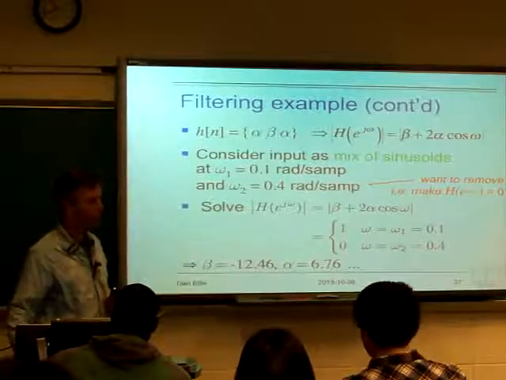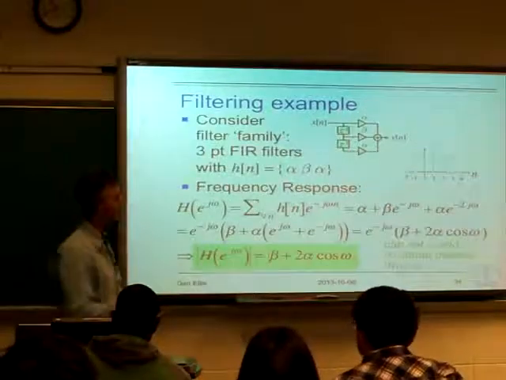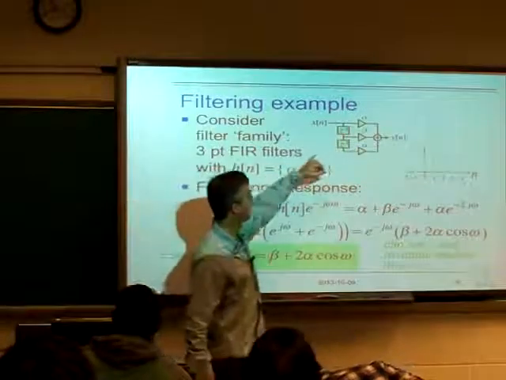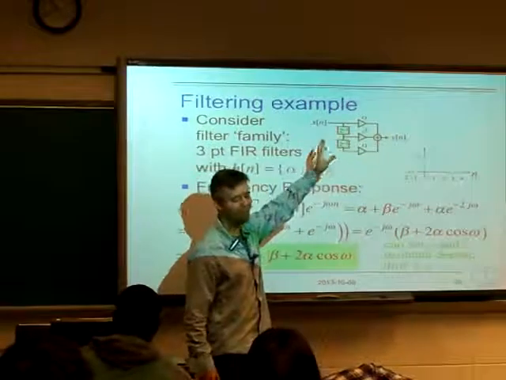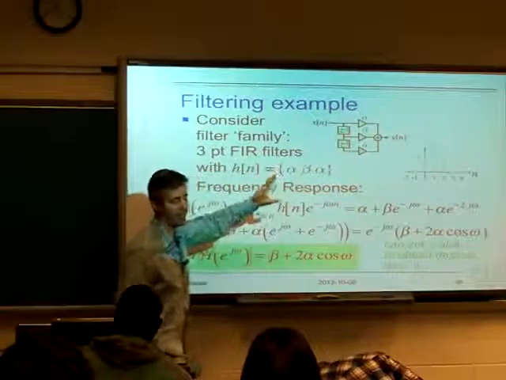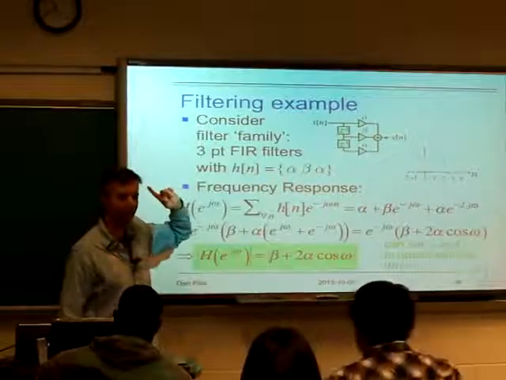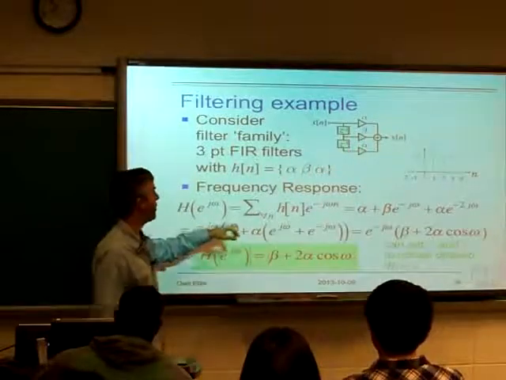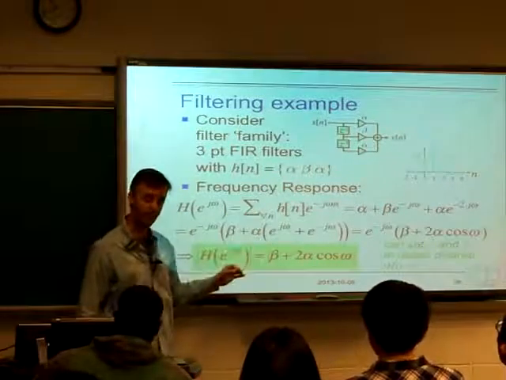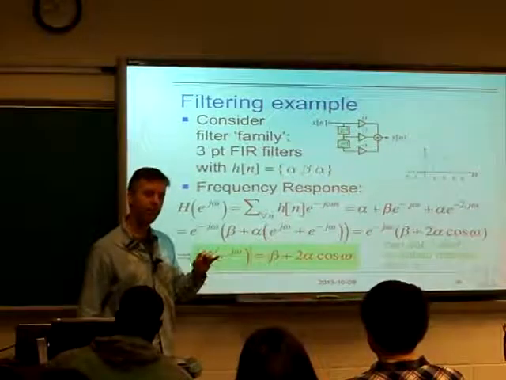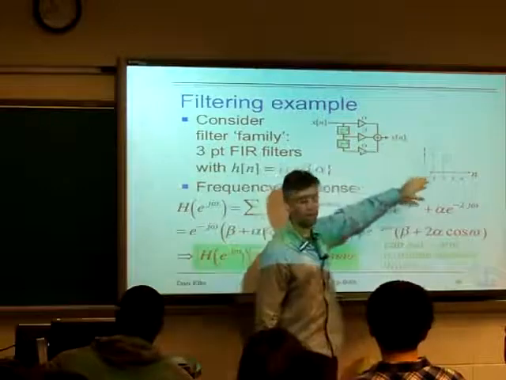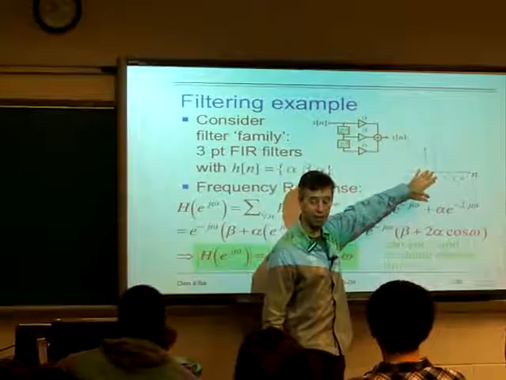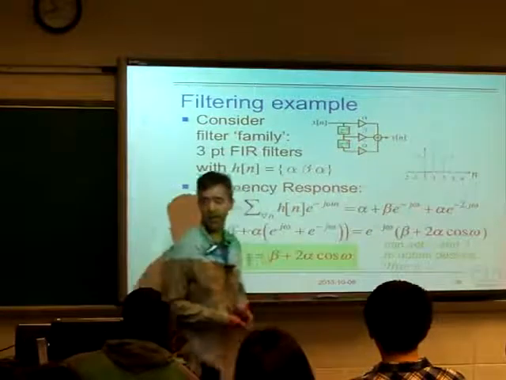No, I didn't use the DTFT of the signal. Here's my system, right? So the signal coming in, x of n, I've got no idea. I'm not saying what x of n is. In the back of my mind, I'm thinking x of n is going to have these two components at omega 1 and omega 2. But right now, I'm just taking the system, this impulse response, and taking the DTFT of that, which is going to tell me what the system is.